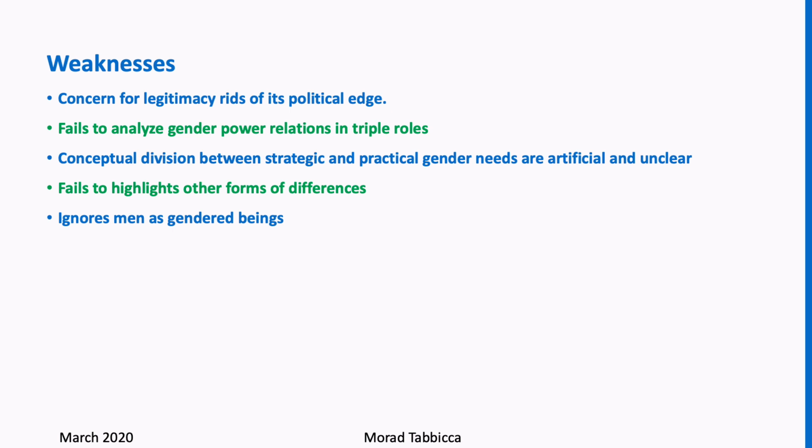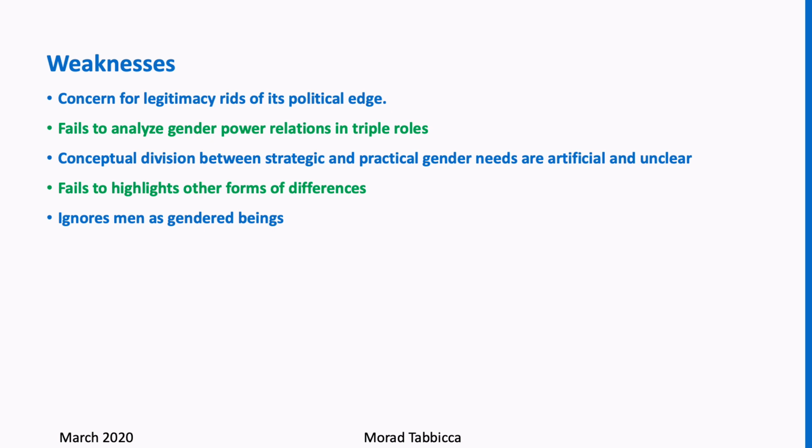Now, Moser mentions triple roles, but in these triple roles, she fails to mention the gender power relationships. Women do reproductive work, they do productive work, they do social and community work. But what are the gender dynamics in each and every role? In this respect, the Moser framework fails because it does not analyze the gender power relationships within these triple roles.